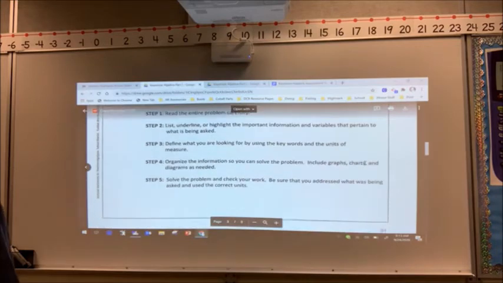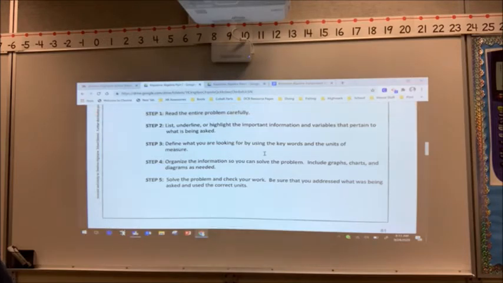Step 3, define what you are looking for by using the keywords and the units of measure. The units of measure could be inches, feet, yards, miles, ounces, dollars, dollar sign, even the cent sign. Step 4, organize the information so that you can solve the problem, including graphs, charts, and diagrams as needed. And step 5, solve the problem and check your work. Be sure that you address what was being asked and use the correct units.